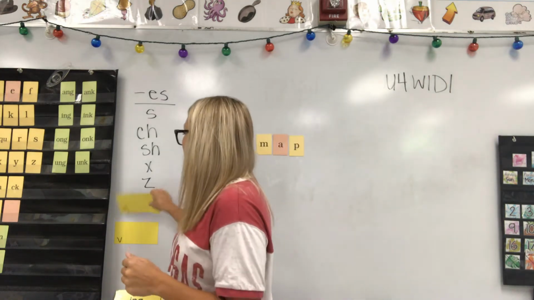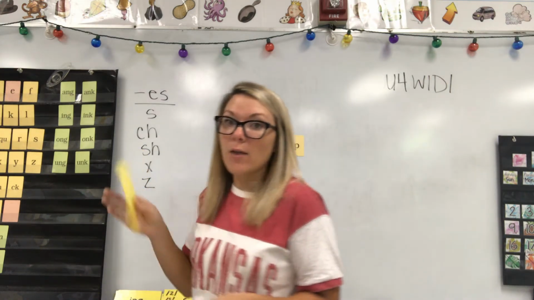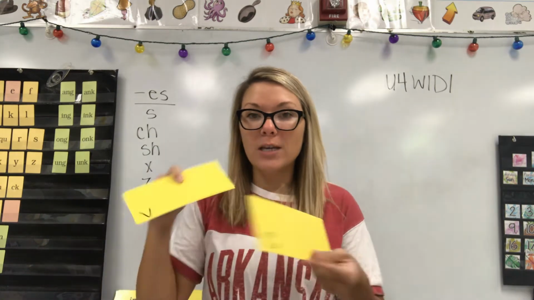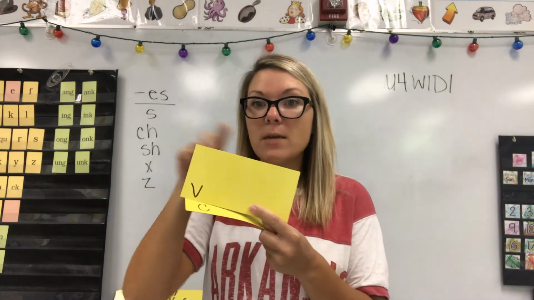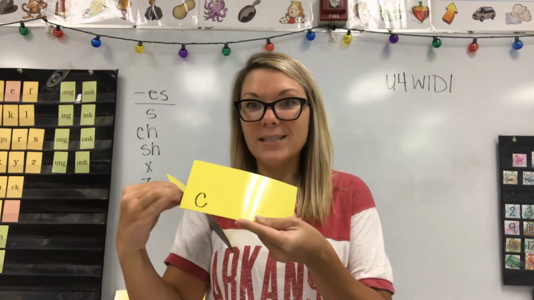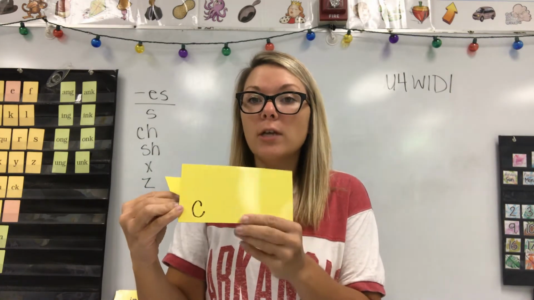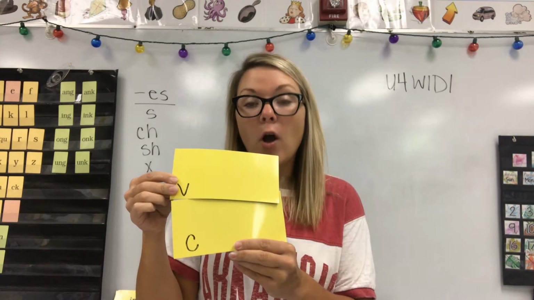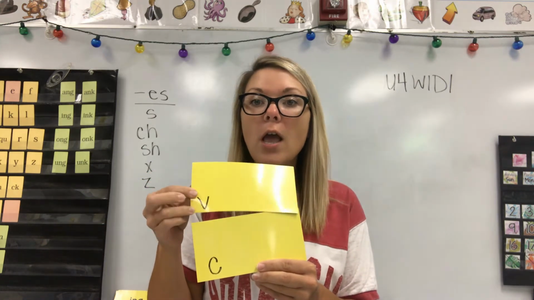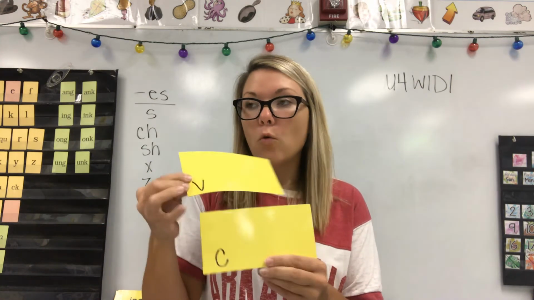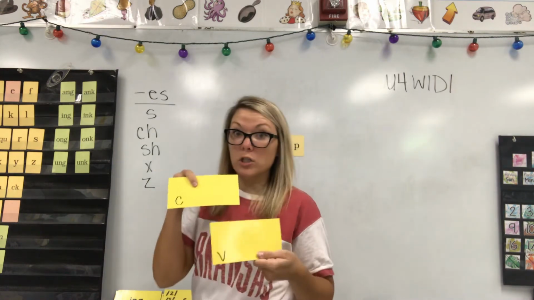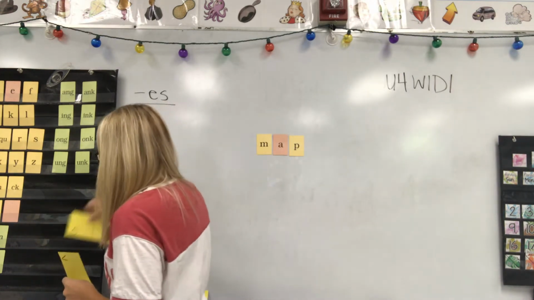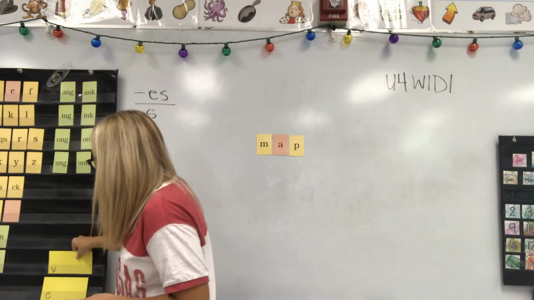But when you do need your tile board later on in the week, you're going to need 2 blank yellow tiles. One needs to have a V in the corner and one needs to have a C. So if your yellow tiles do not have letters on them, go ahead and take your marker and write a letter in the corner. But for today, I just want you to watch. I wanted to show you this for whenever you have to use yours.